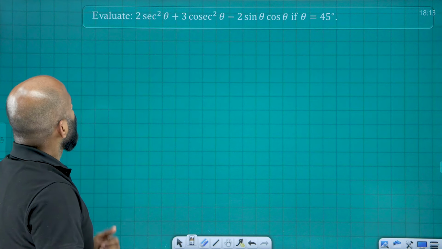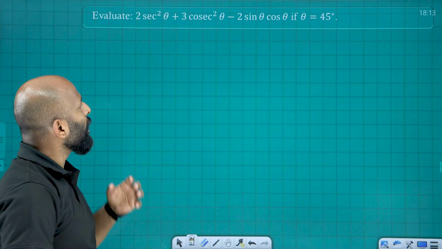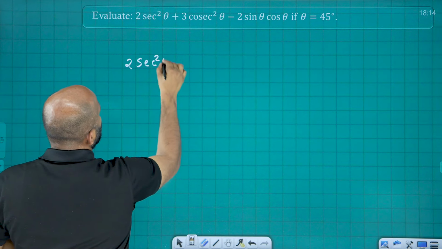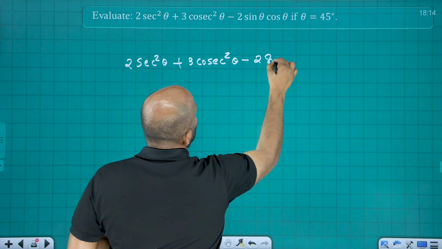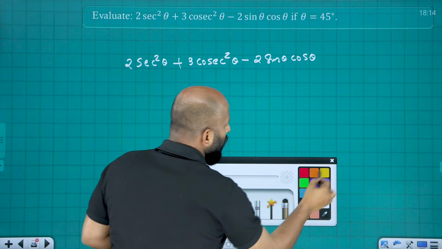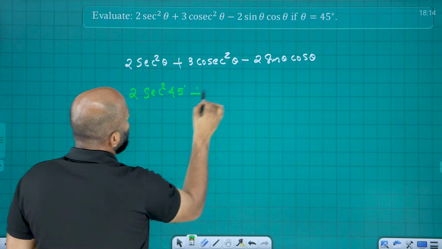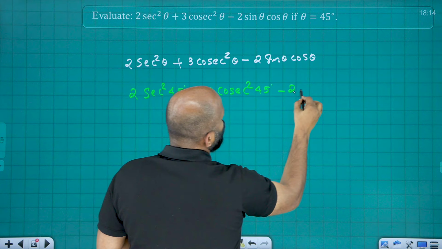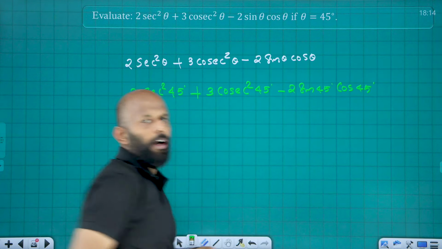What is our next question? 2 sec square theta plus 3 cosec square theta minus 2 sin theta cos theta, if theta is equal to 45 degree. So if theta is 45, it becomes 2 sec square 45 degree plus 3 cosec square 45 degree minus 2 sin 45 degree cos 45 degree.